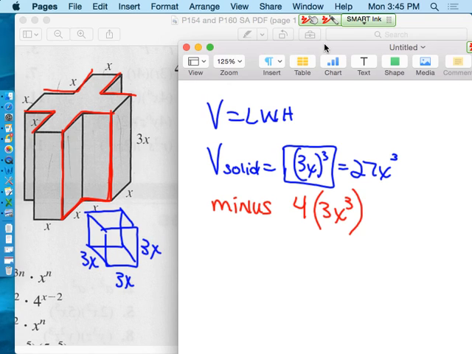So I would have 27 minus 12, and then the volume of the solid that I'm looking at with the cutout pieces, let's just call this the total volume to answer our question. The total accurate volume would be 27x cubed minus 12x cubed, and that's going to give me 15x cubed. It's not difficult, but you're using properties of exponents, you're visualizing what's happening, and you definitely have more than one way to arrive at the correct answer.